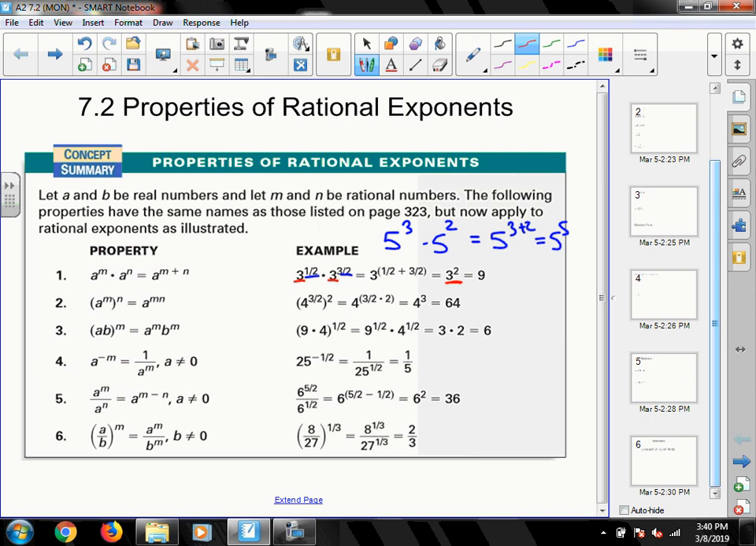If you get to the point where you're working with variables, obviously if this was an x squared, you don't know what x is, so you just leave it there. But with numbers, actually tell me what you get.